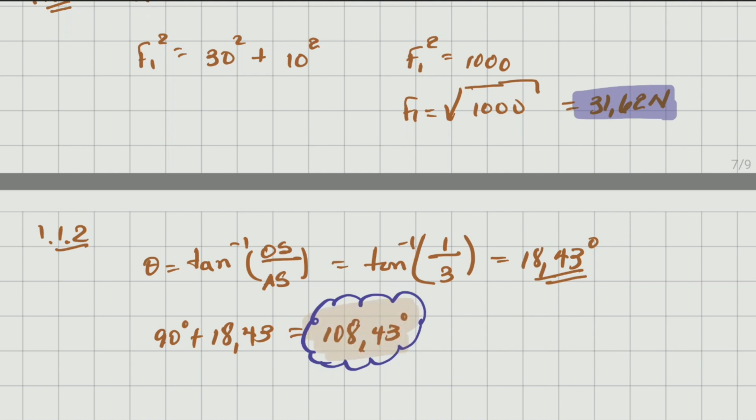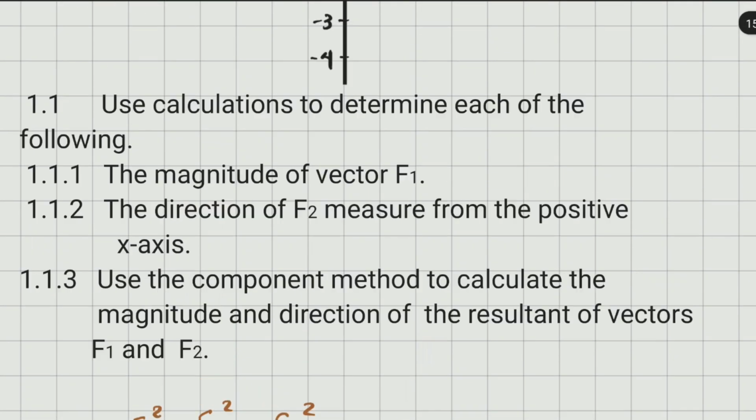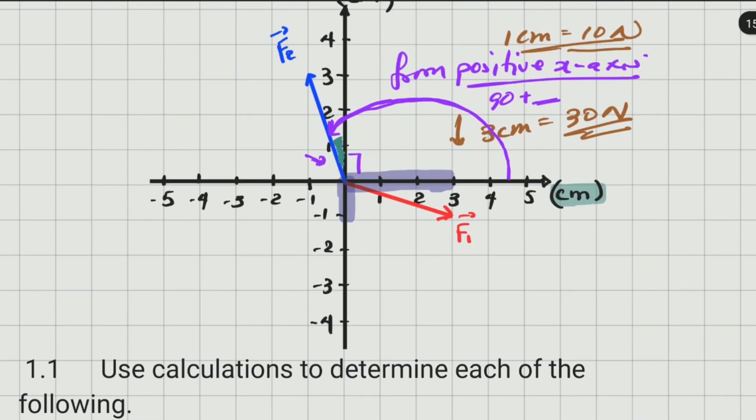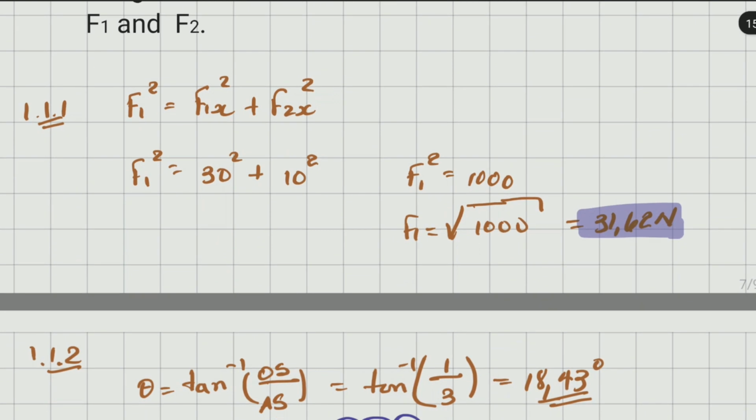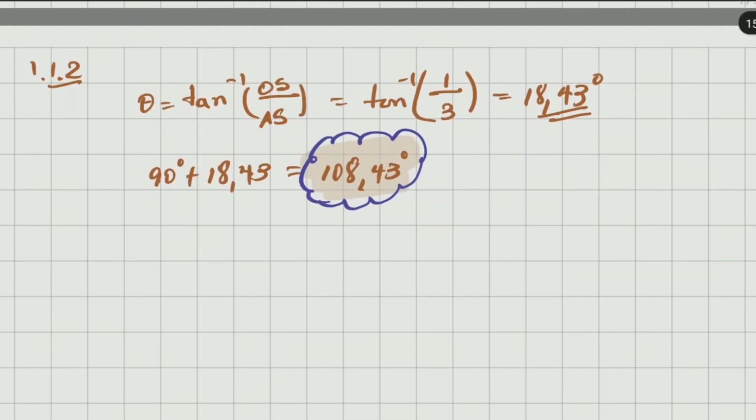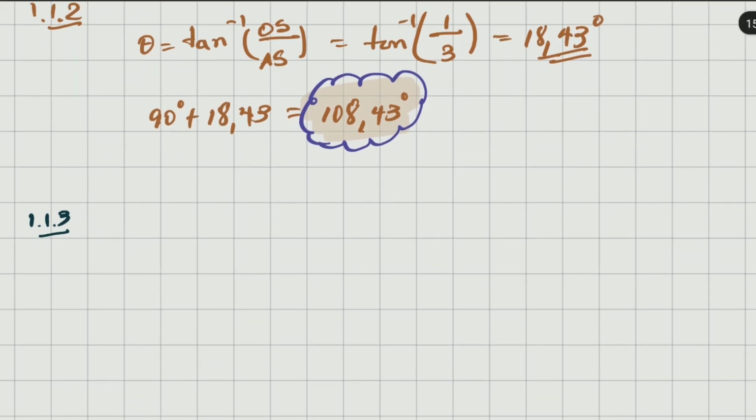So this is the first question. I hope you understand. Remember, they wanted clockwise or anti-clockwise, sorry, from the positive x-axis. This angle here, so that angle was now calculated. And the final one is: use a component method to calculate the magnitude and direction of the resultant of vectors F1 and F2. Now, how do we do that? This is question 1.1.3. To do that one, the first thing we need to do is to get the component of each vector.